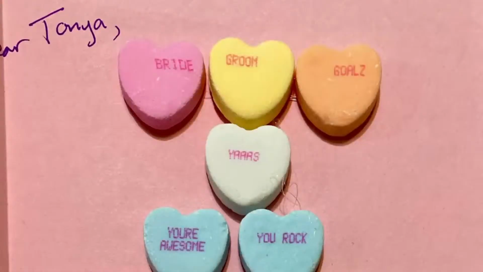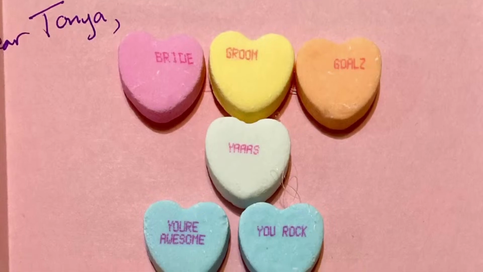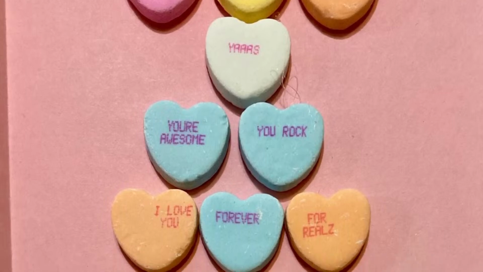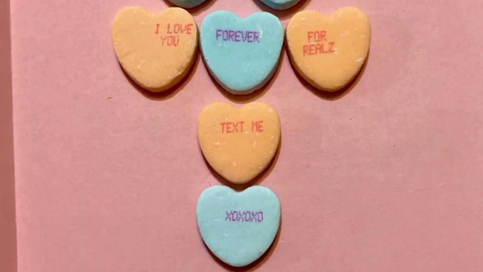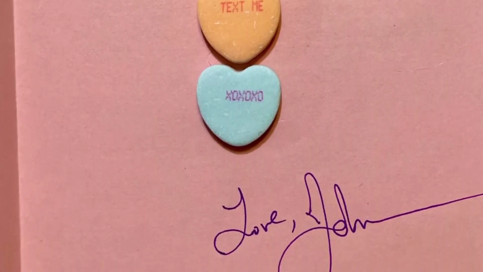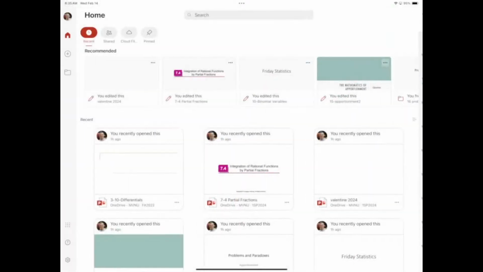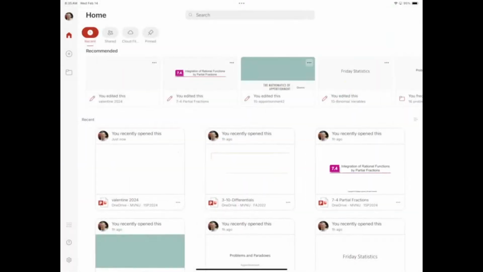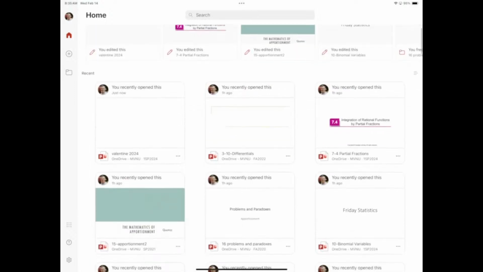I made this and glued it. You can see the hot glue here. I just glued all this onto construction paper. And so we have "bridegroom goals. Yas. You're awesome. You rock." And then it goes on. Here we go. "I love you forever for reals. Text me. XOXOXO." There it is. So that's what I did. I know that was lazy, but I just couldn't come up with something better than that over the past week, and maybe next year I'll do better.